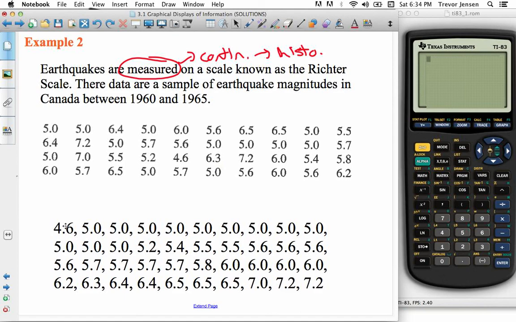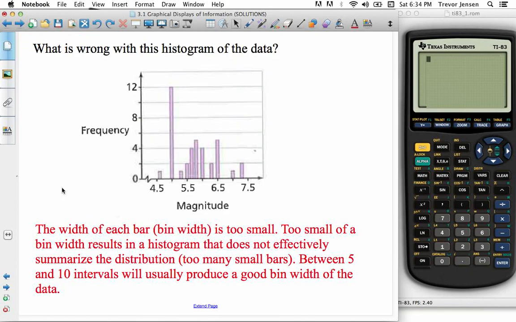Okay, so I'm going to give you an example of a histogram made to represent this data. So here's an example of a histogram to represent that data. And you'll notice that there's lots of bars that have a frequency of 0. The bars are very thin. The problem with this is the bin width is too small. When you have lots of gaps between bars, so when you have lots of bars that have a frequency of 0, that means you've chosen a bad bin width.